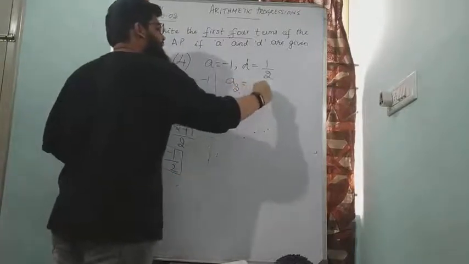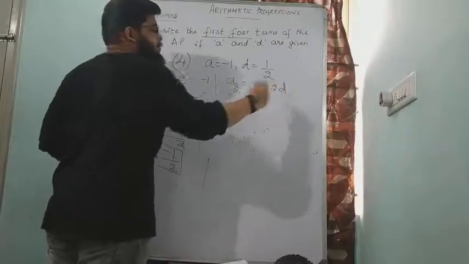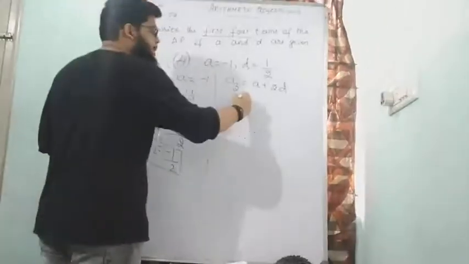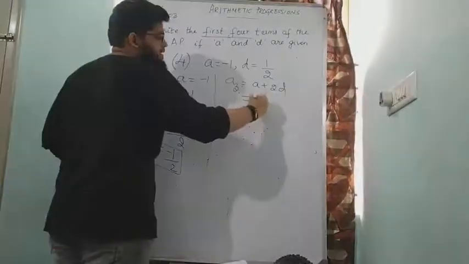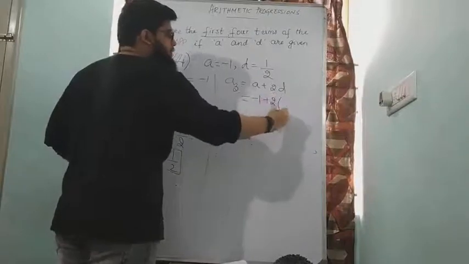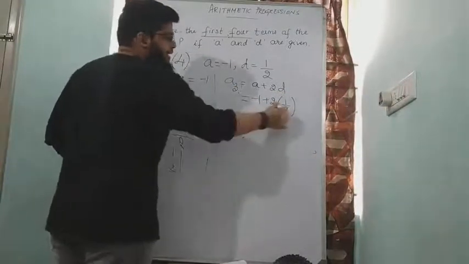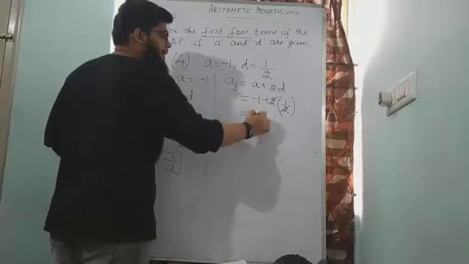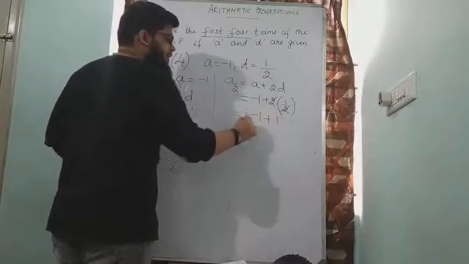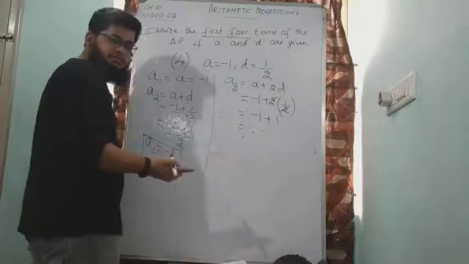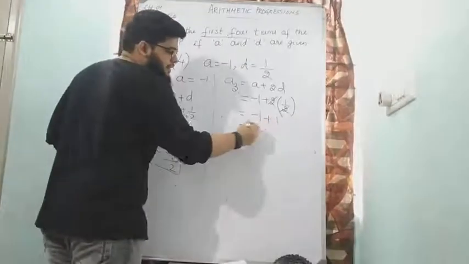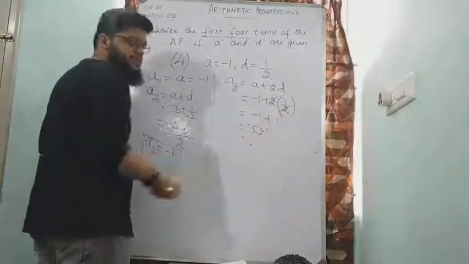A3 is given by A plus 2D according to the general form. The value of A is minus 1 plus 2 into the value of D is 1 by 2. Now you can cancel this 2 and 2. Minus 1 plus 1 is remaining. Minus into plus is minus. So 1 minus 1 will be 0. So minus 1 plus 1 is 0.